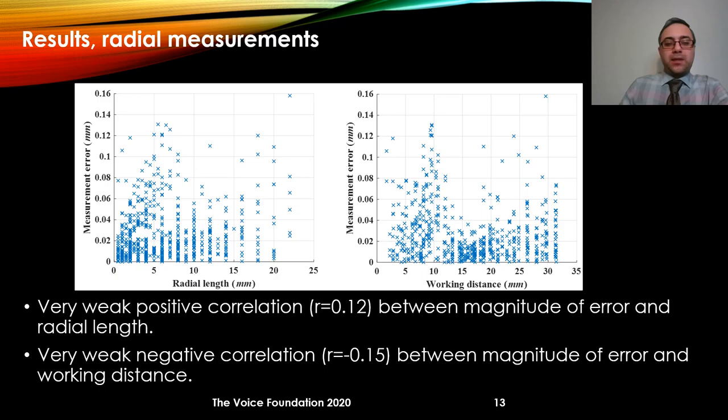We ran a set of analyses to quantify the accuracy of the method. So for radial measurements, we computed the value of error, and then we ran two different correlations, one between error and length of the object, and one between error and working distance. There was a very weak positive correlation between magnitude of error and radial length, and we found a very weak negative correlation between magnitude of error and working distance.